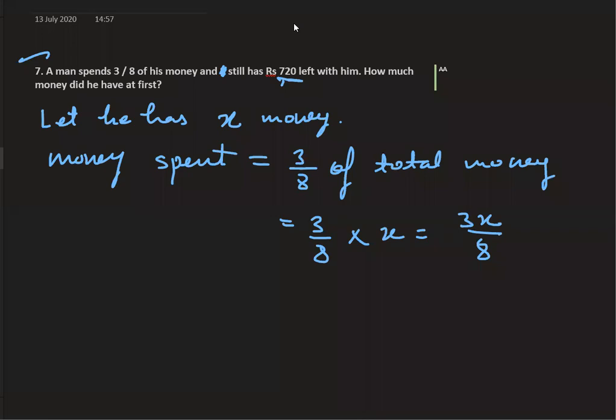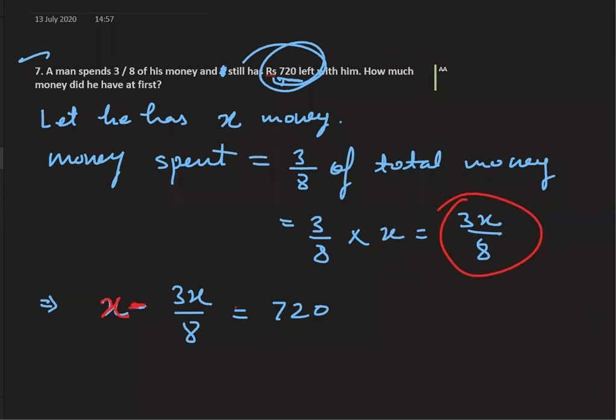Okay, 3x upon 8. Now he is still left with 720 rupees. That means अगर x में से हम spend कर दे 3x upon 8 को, तो we are left with 720 rupees. Now understand this equation carefully. ये equation कैसे आई है? हमारे पास total money x rupees थी, उसमें से हमने spend किया है, कितना spend किया है? 3x upon 8. तो हमारे पास क्या बचा है? We are left with 720 rupees.